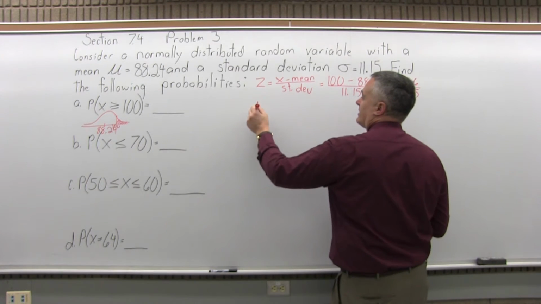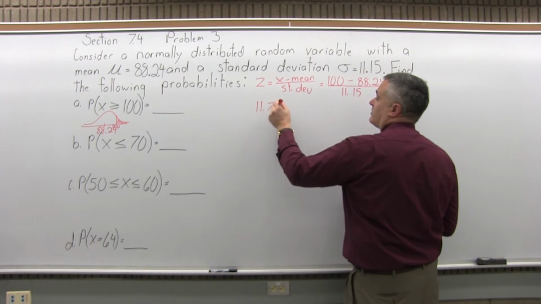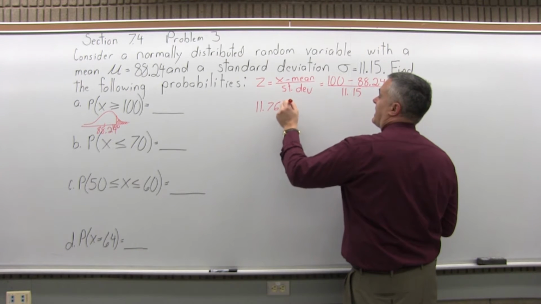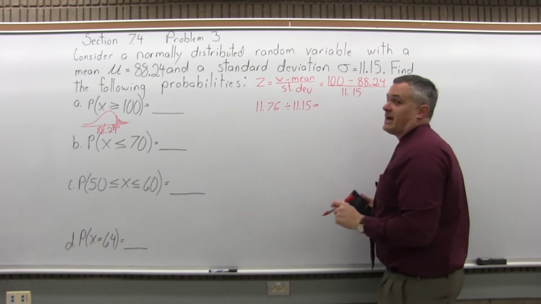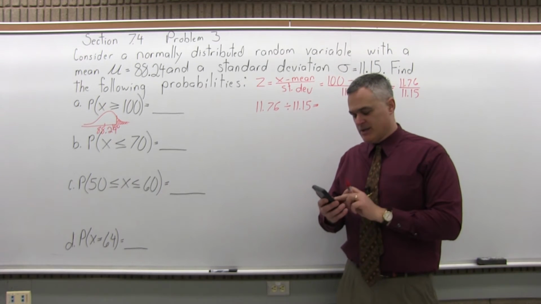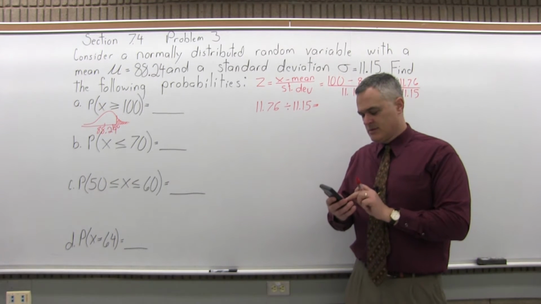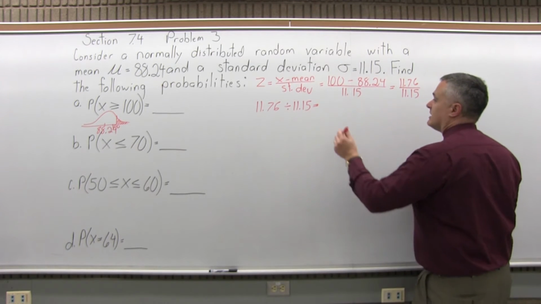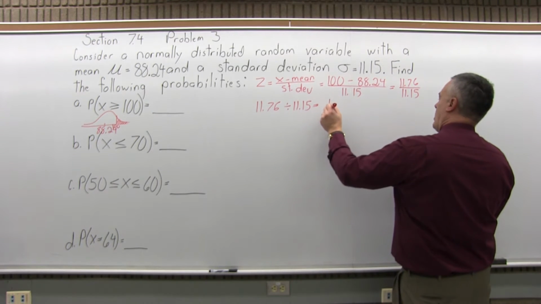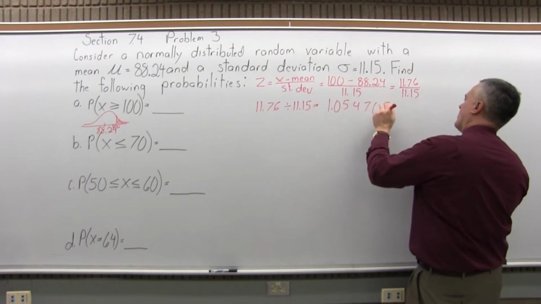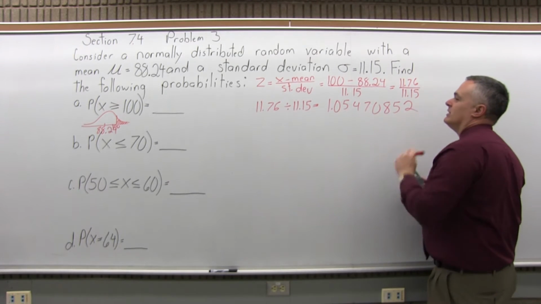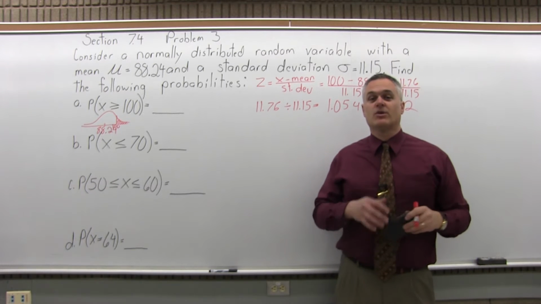So with my calculator, I'll enter the numerator 11.76, divide that by the denominator 11.15, and the calculator will tell me exactly what it is. And it tells me the answer is 1.054708552. So that's my z-score. That's what I want to look up.